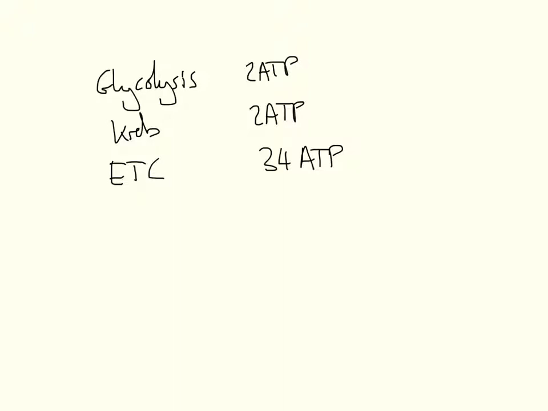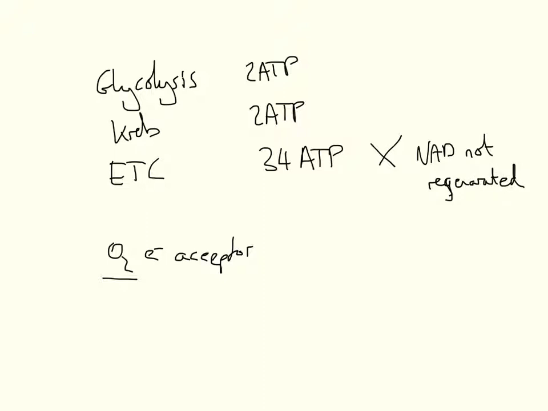Now, each time we looked at the ETC, oxygen was the final electron acceptor. With no oxygen, the electrons have nowhere to go. This can't happen. If the ETC doesn't happen, NAD is not regenerated. If that's not regenerated, that can't happen. So without oxygen, the only thing that happens is that.